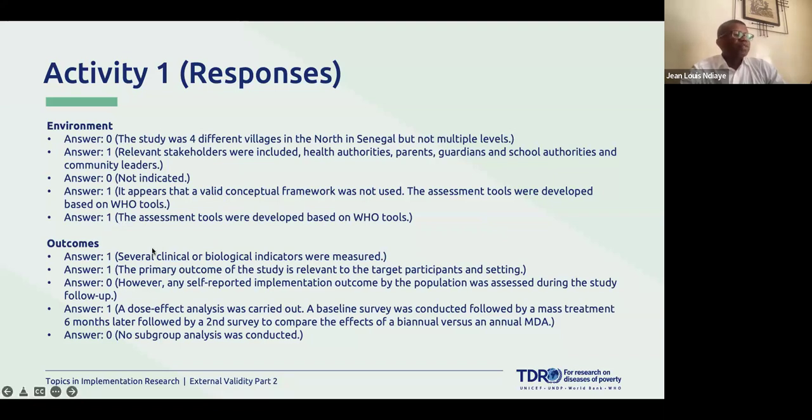So about the outcomes, multiple outcomes, we said yes, there was clinical, biological, behavioral, and there was a quantitative and qualitative assessment, so it's okay about the outcomes. The primary outcomes were really relevant to the target population. Yes.